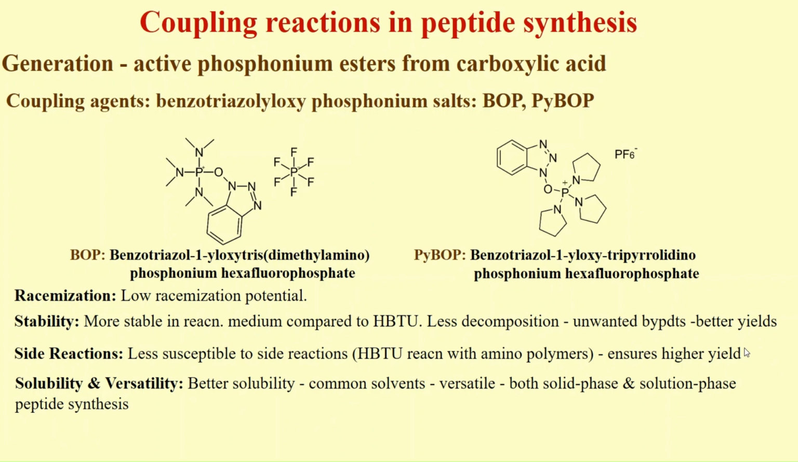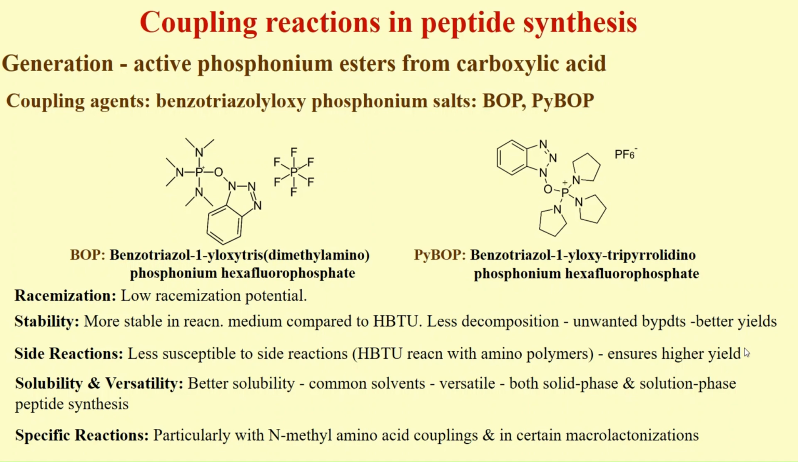Phosphonium salts are more soluble in almost all the common solvents than uranium salts. Hence, it has its own advantage, and it is more versatile. It is suitable for both solid phase and solution phase synthesis, whereas uranium salt esters are more suitable for solid phase synthesis. Owing to its versatility, solubility, stability, lesser side reactions and lesser racemization potential, it has these advantages, and it is also specific in reaction. It is more specific than uranium salts. It is particularly more reactive in N-methyl amino acid coupling and also in certain macrolactonization reactions.